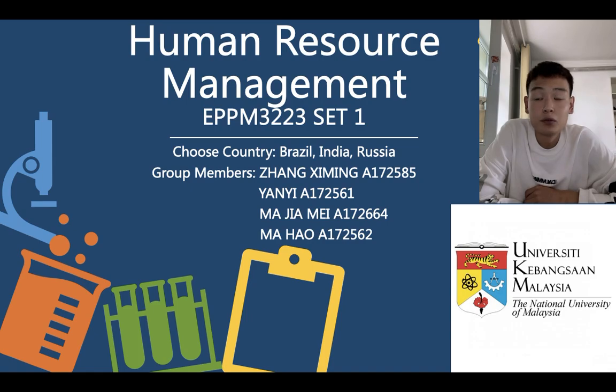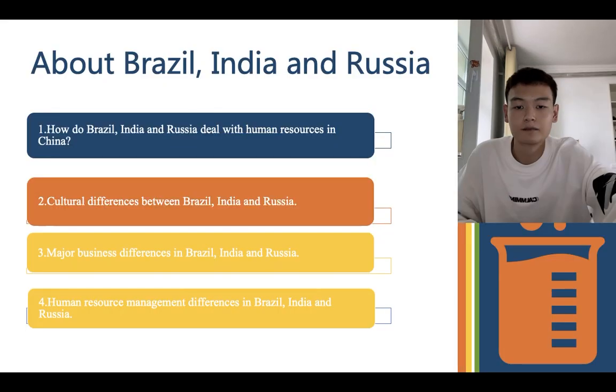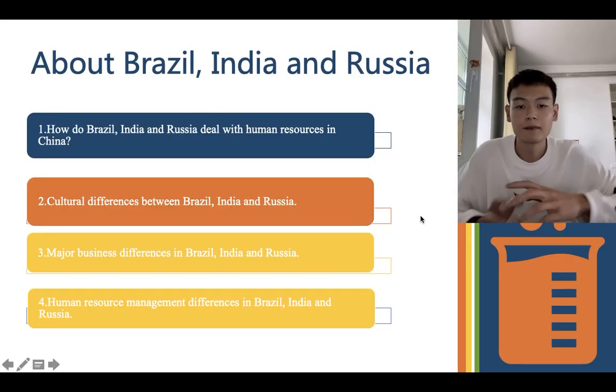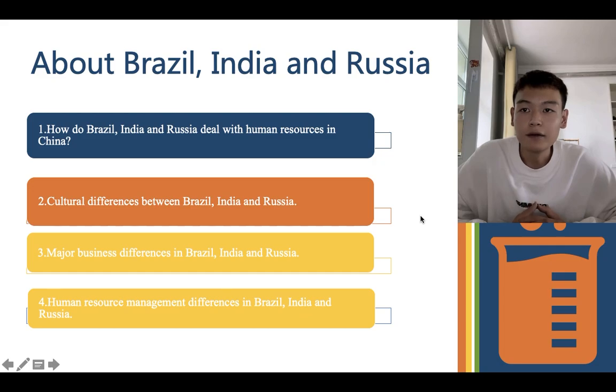EPPM 3223 Set 1. Our group members are 张希明, 严一, 马佳梅 and Ma Hao. About Brazil, India, and Russia. This PowerPoint includes 4 questions.